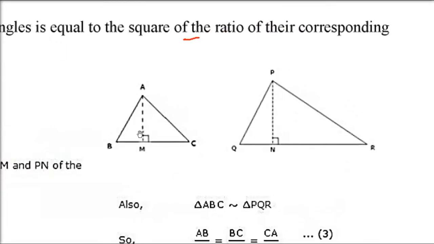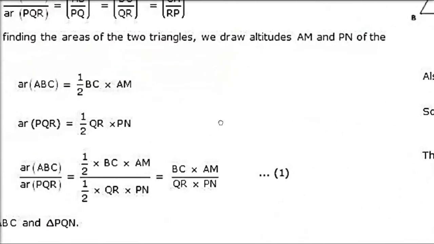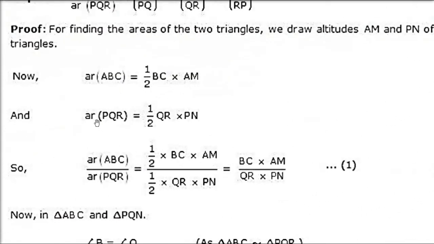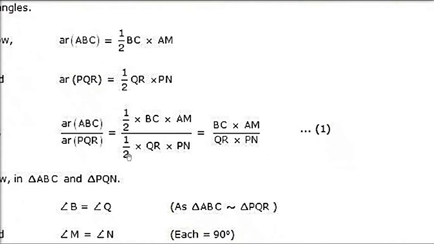So that's why this AM. Area of triangle is half into base into altitude. Half into BC, BC is the base here, altitude is AM. Half into BC into AM. And here also, half into QR into PN. PN is the perpendicular we have drawn. So area of ABC is half into BC into AM, area of PQR is half into QR into PN. Now we divide them. When we divide them, the half cancels, and we get BC by QR and AM by PN.